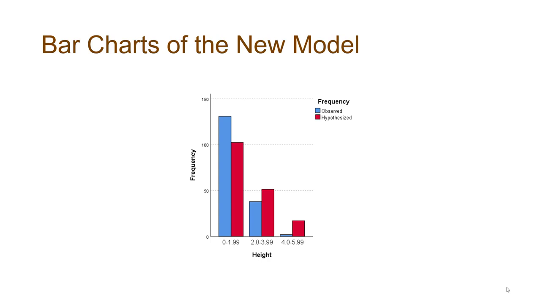If I go to the bar charts, you can see that the heights of the bars are much closer than they were before, but I'm still not completely capturing the differences in the numbers of leaf miners between the different heights.